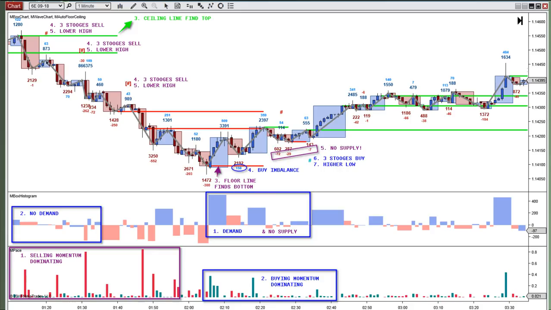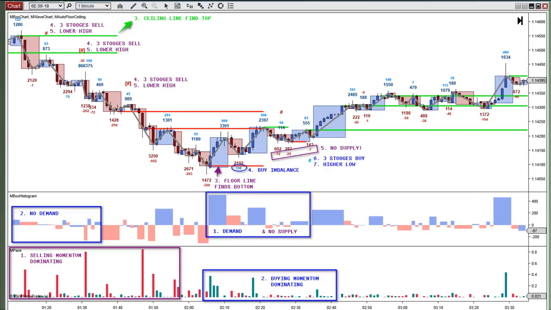So at this pullback, we have the Three Stooges sell and a lower high. We've got another Three Stooges sell and a lower high. And we've got another Three Stooges sell and a lower high, at which point the bids came in. So I love this kind of setup because price came crashing down with almost no effort here. So when the effort comes, which is right here, the bid volume, we expect further price decline. Bam, this is practically a freebie right here.